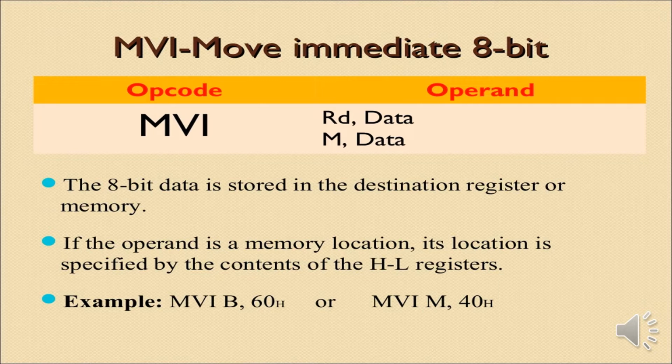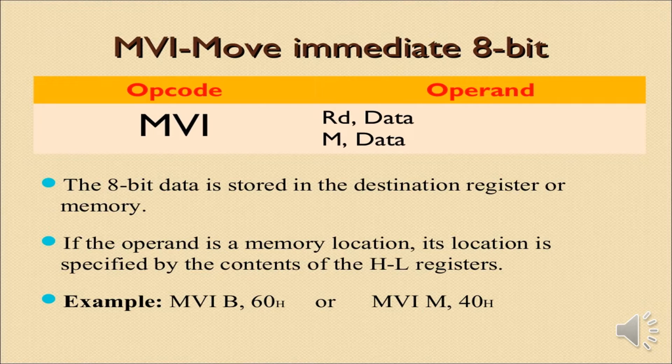This 8-bit data is directly transferred into a register or a memory location. In this way, the data value is already known, so we directly send the data into a register or memory location. This type of instruction is a move immediate instruction. The 8-bit data is stored in the destination register or memory.